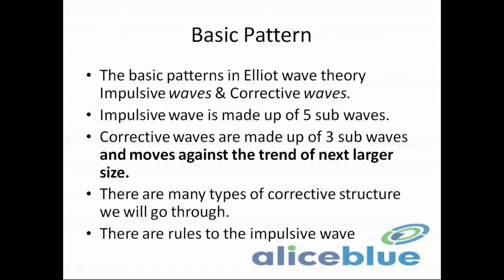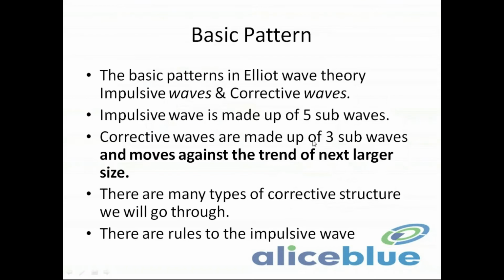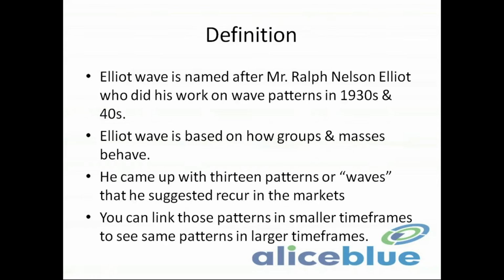So the basic pattern of Elliott wave theory is impulsive waves and corrective waves, right? Impulsive waves are made up of 5 subwaves, and corrective waves are made up of 3 subwaves that move against the trend of the next larger size.